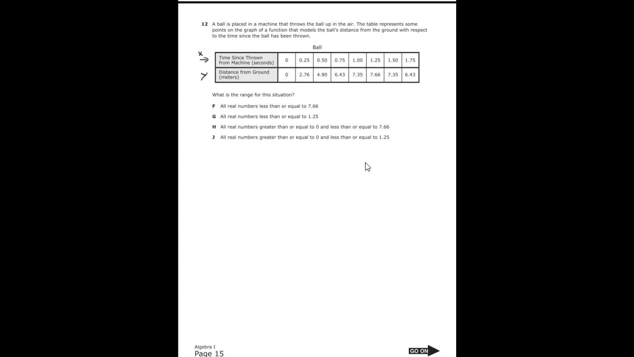And so we can see here from our range, the smallest value is 0. Let's look for the largest value. Looking at this point, we can see that this is our largest value. So it's going to be anything from 0 to 7.66. All real numbers from 0 to 7.66.